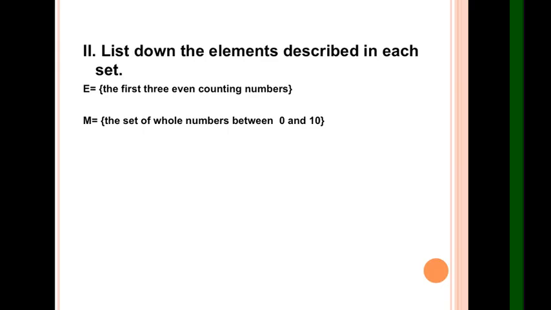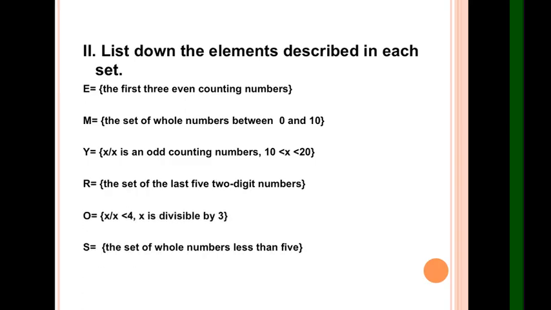Alright. So, list down the elements described in each set. So, let's start with this one. E. Set E is the first three even counting numbers. Ano ba yung first three even counting numbers? So, let's see later. M is the set of whole numbers between 0 and 10. Sige, ipakita muna natin lahat.